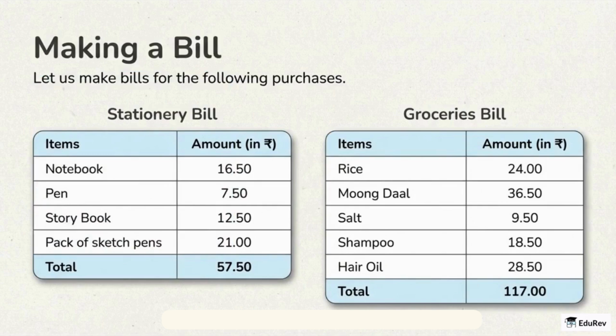Making a bill is simply adding up all item prices to get a total. For a stationery bill with a notebook at 16.50, pen at 7.50, storybook at 12.50, and a pack of sketch pens at 21, add those amounts to get 57.50. For a groceries bill with rice 24, moong dal 36.50, salt 9.50, shampoo 18.50, and hair oil 28.50, those add up to 117. Always double check each line and then the grand total.